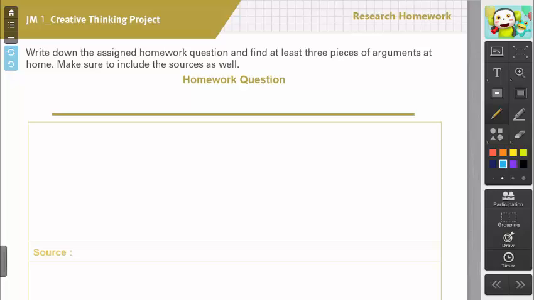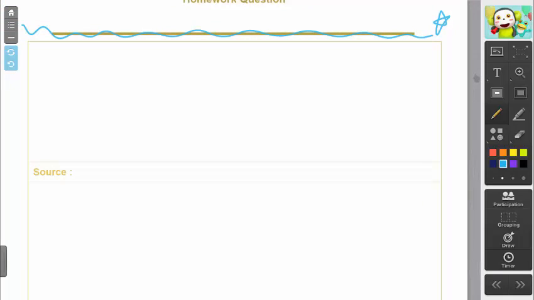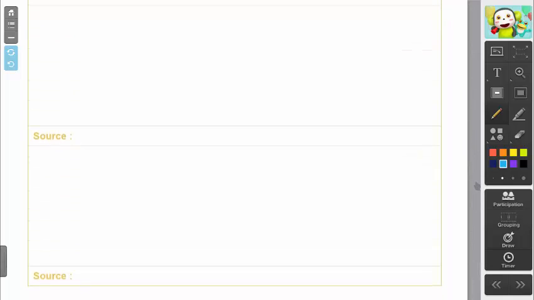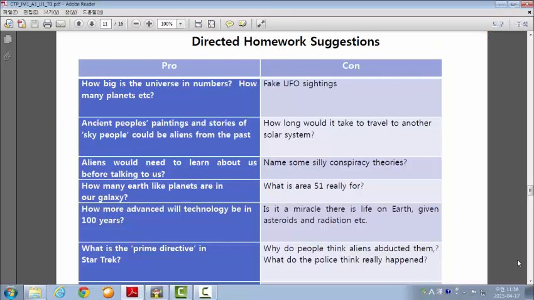So students write down their homework question right here. Now they have the same page in their CTP notebook, and at home they would write down their research findings down here, including the sources. So if we could go back to our teacher's guide one more time, there are some directed homework suggestions. You could also assign some of your own questions as well.